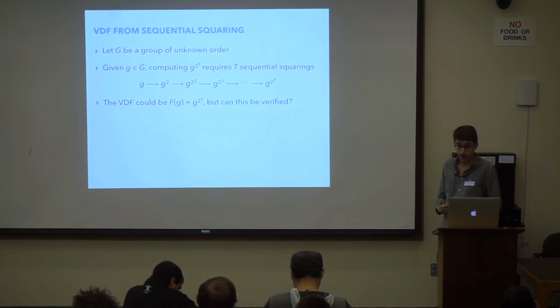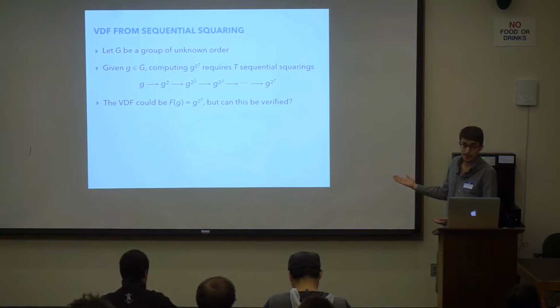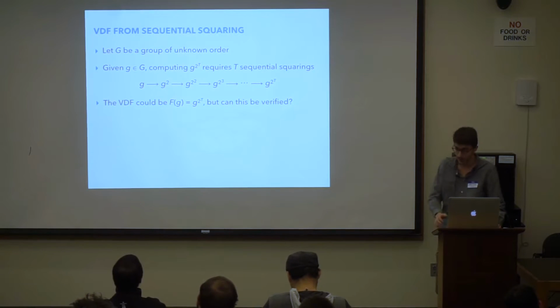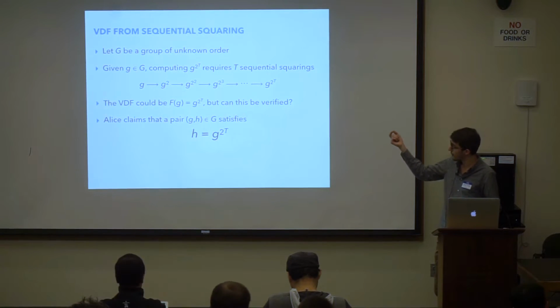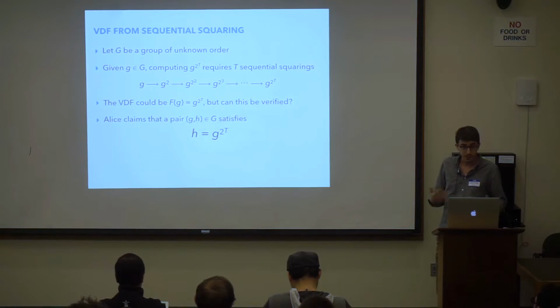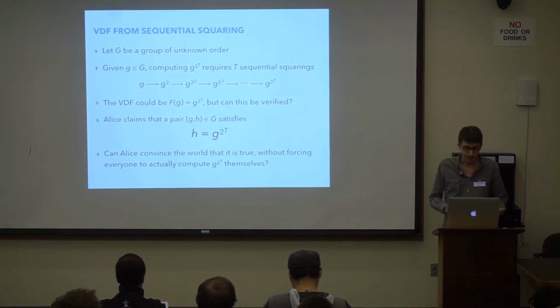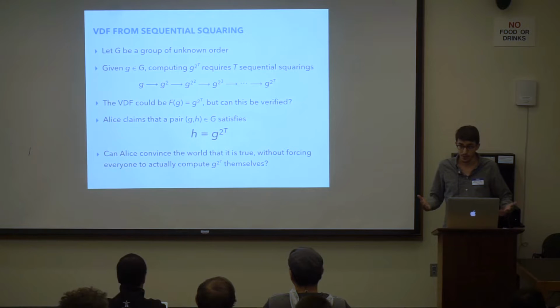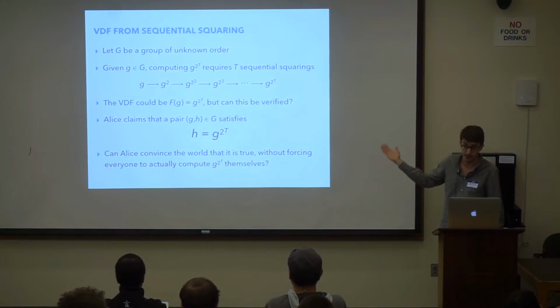So you could just pick that as your VDF, but then the problem is, can you efficiently verify that the output has been computed correctly? So say you're given a pair g and h that Alice claims is such that h is the output of the VDF on input g. Can anyone verify this claim without having to recompute everything? So can Alice convince the entire world that she did the computation properly without having everyone recompute the whole thing, because it takes a lot of time?